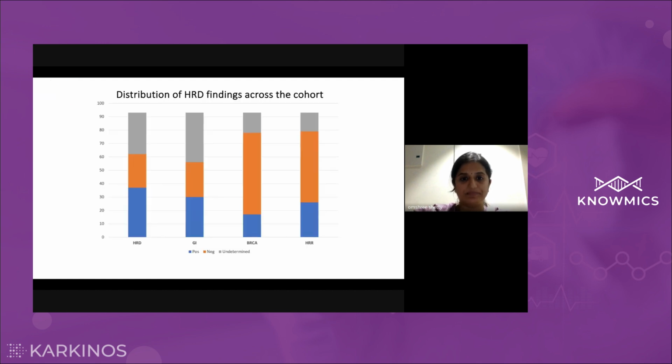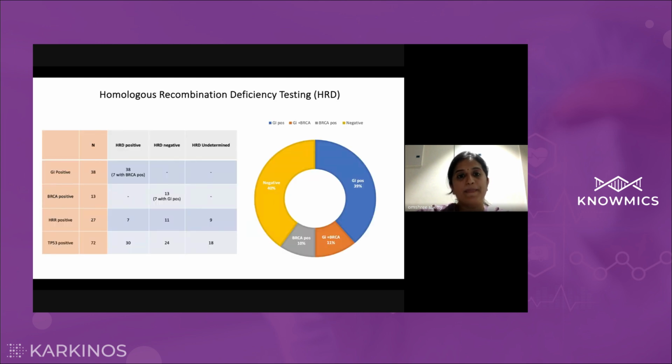Next slide. So this is across the cohort, the distribution, what we are seeing: HRD positive cases, negative, and undetermined cases. Similarly, cases which are positive for GI, genomic index score, and cases which are positive for BRCA only, and the rest of the cases are negative for BRCA, and HRR genes positive and negative. Next, please. This is the total distribution of the cases.